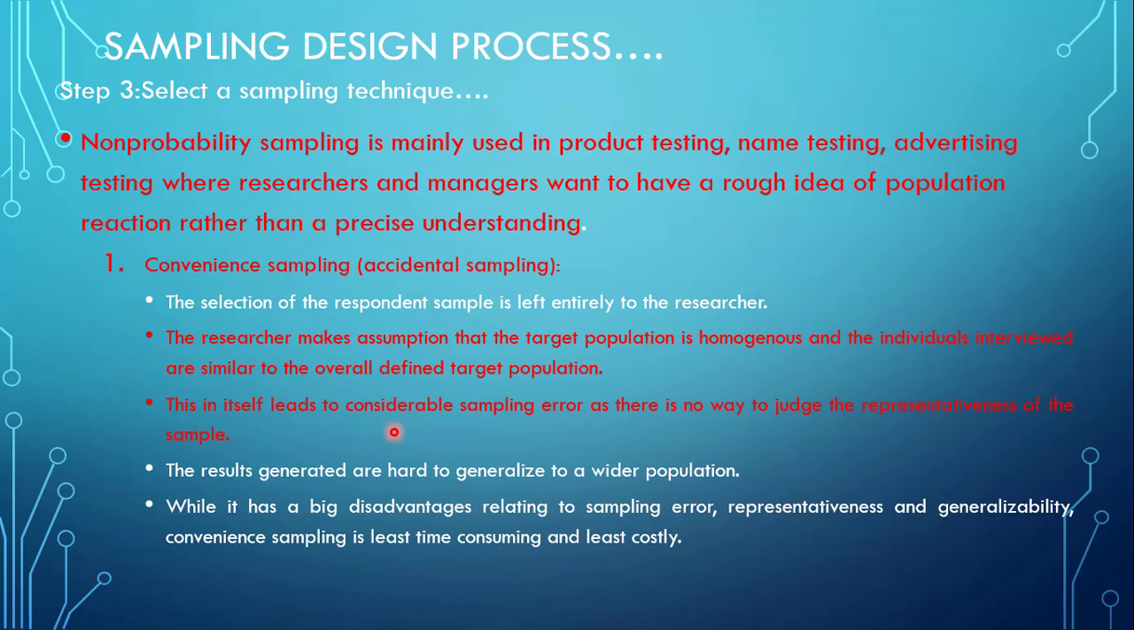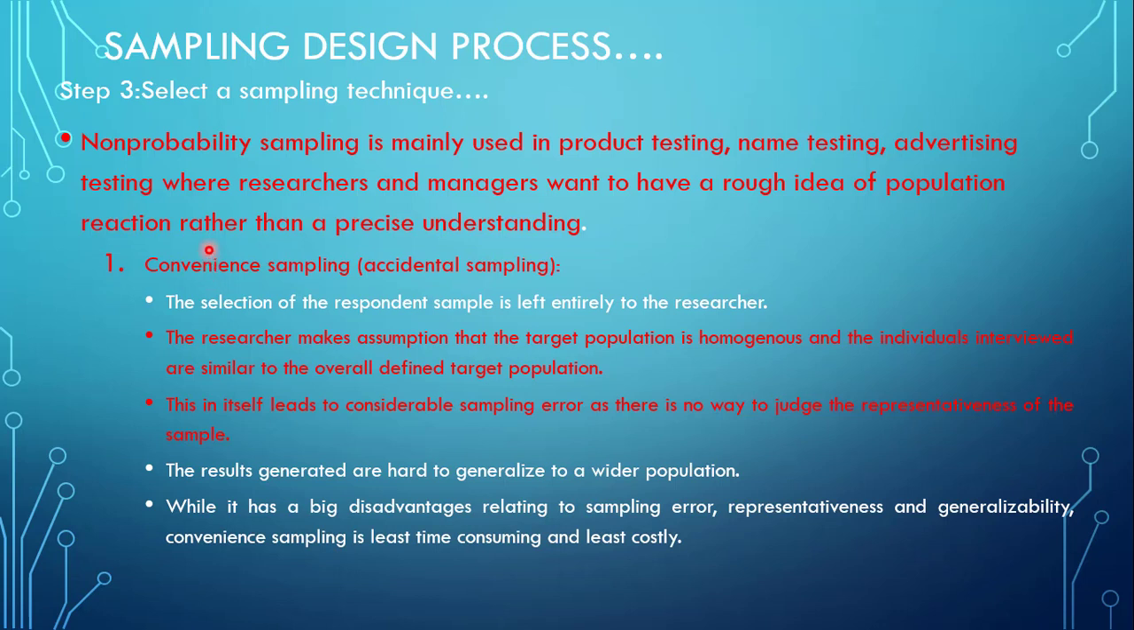In the non-probability sampling approach, we have four. Namely, we have convenience sampling. Convenience sampling is also known as accidental sampling. So it is the same. Convenience sampling, accidental sampling, they are all the same.